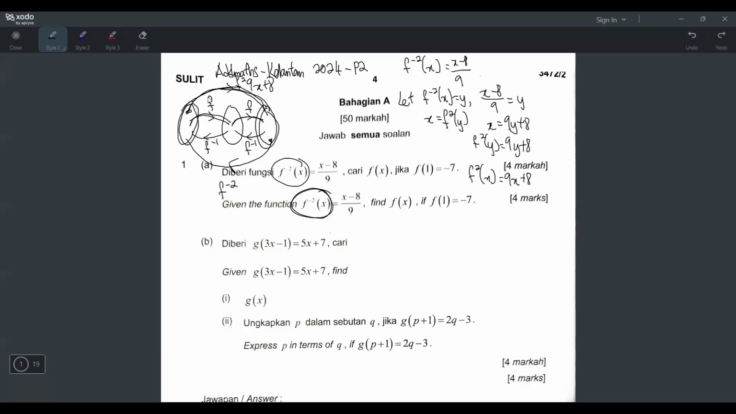It's not correct because you need to do the working. So what I will show you now is 9x plus 8. The meaning here is it means from here to here, from the object to the final image, you have to take the object times 9 plus 8, right?